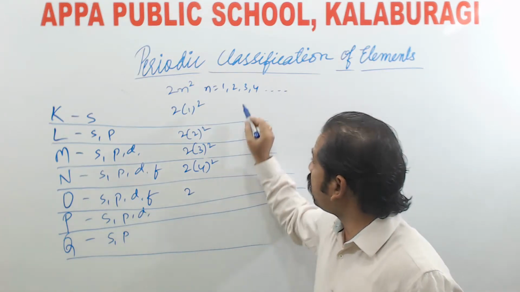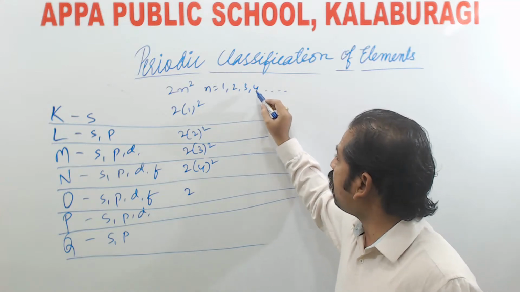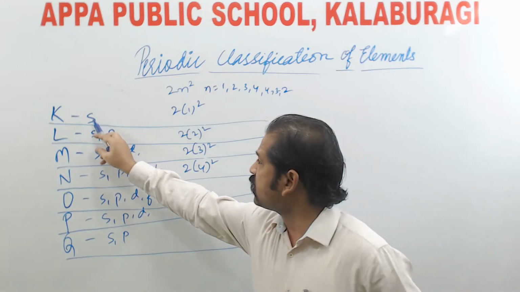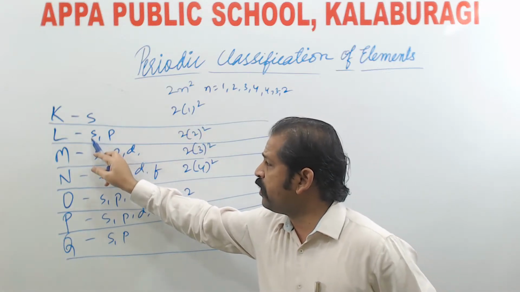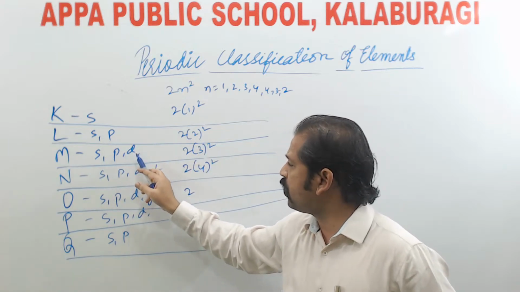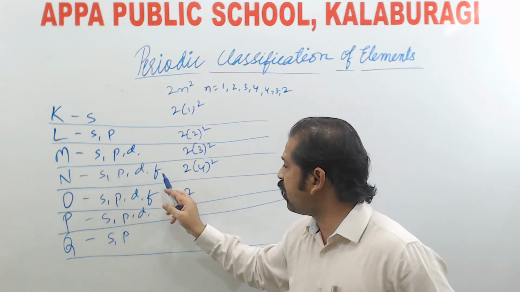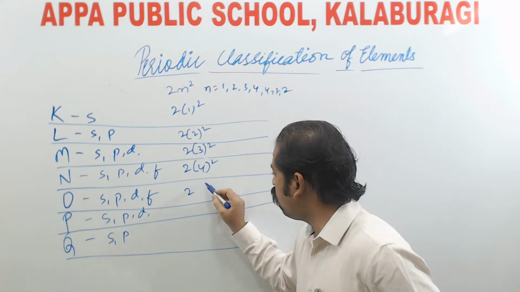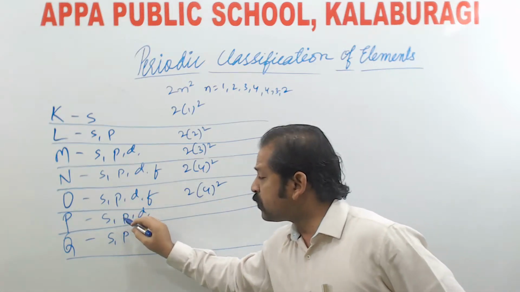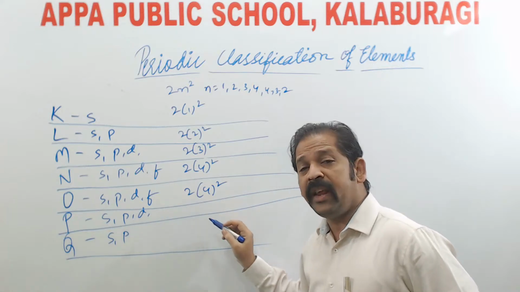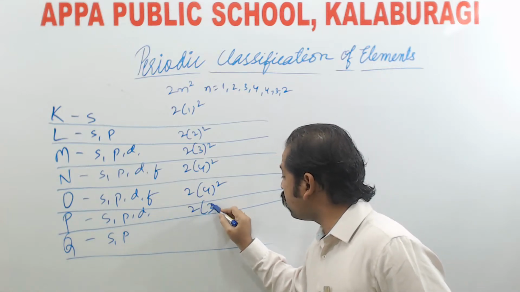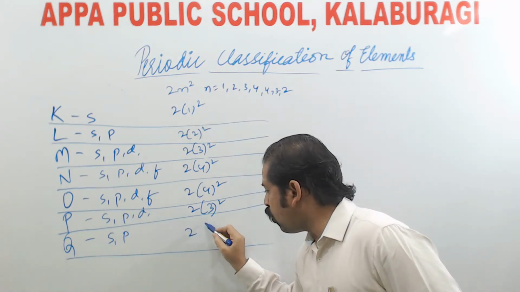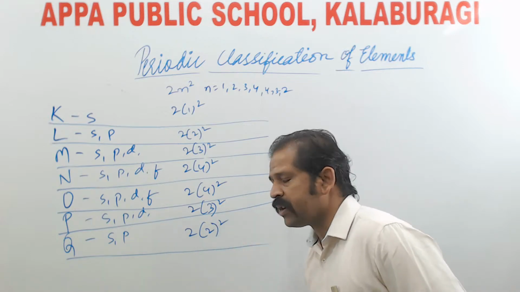After 1, 2, 3, 4, we have 4, 3, 2. s is 1, sp is 1 and 2, spd is 3, spdf is 4 there. spdf, 4 are there once again: 2 into 4 square. spd, 3 are there: 2 into 3 square. 1, 2, 3, 4, 4, 3, 2. sp, 2 are there: 2 into 2 square.